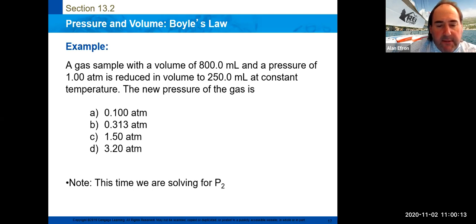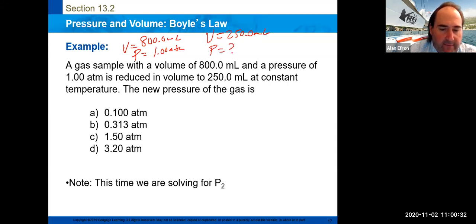Okay, so let's take a look. Again, same sort of approach. You just kind of pull out the information. We have a volume that's 800 milliliters. We also have a pressure that's 1 atmosphere. Our volume then goes to 250 milliliters, and we are looking for a pressure.